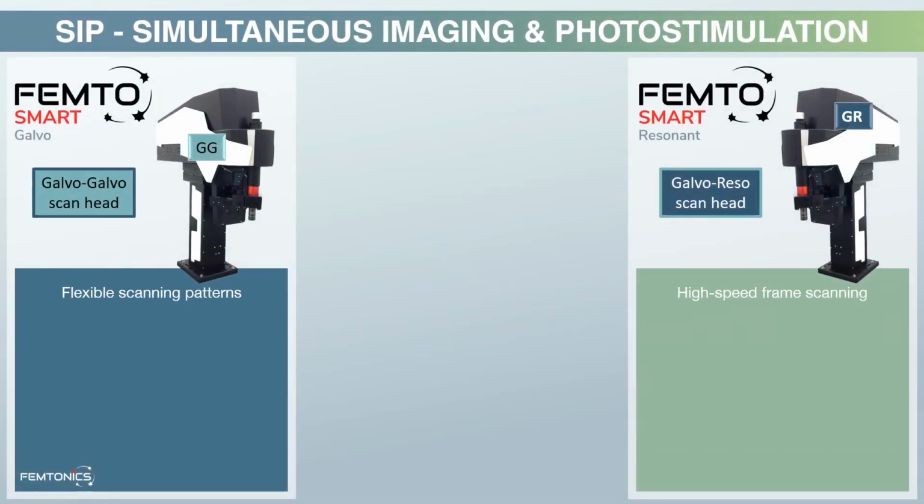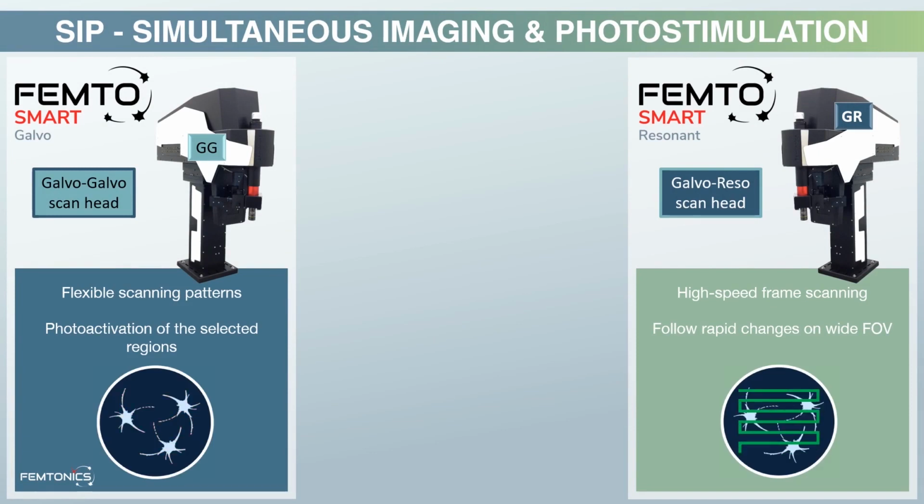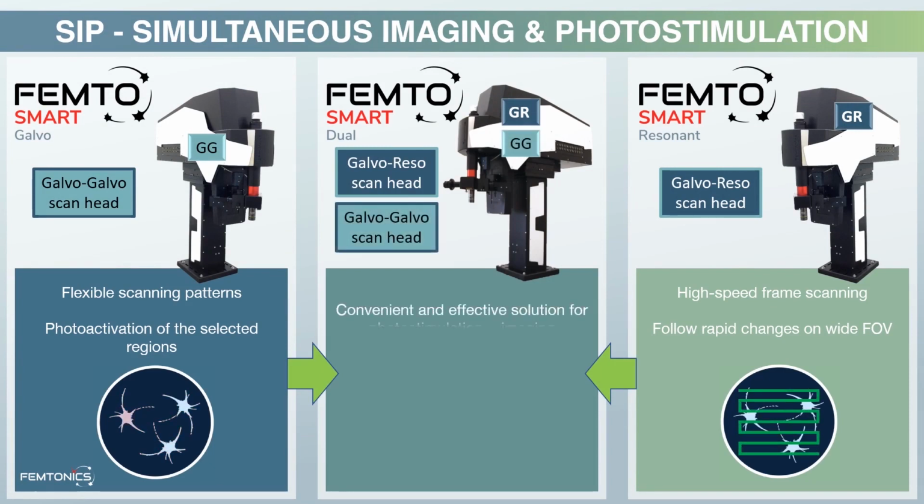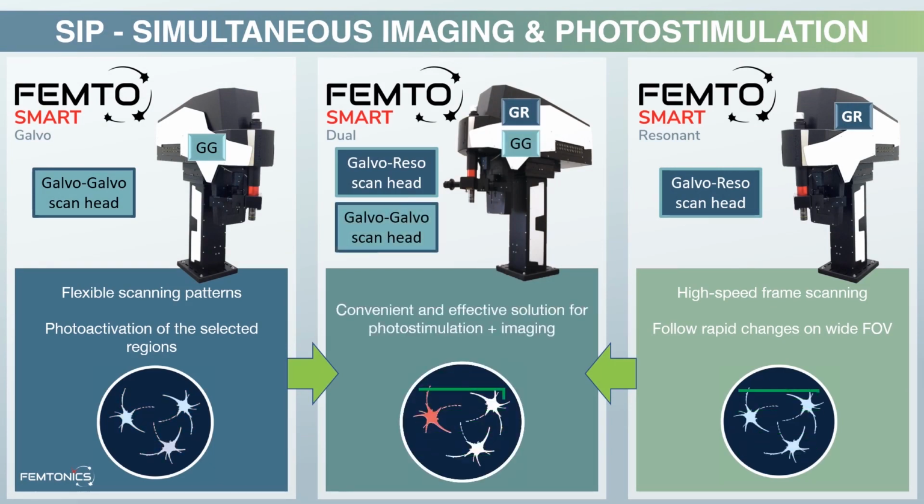So far, we have discussed the benefits and applications of Galvo and resonance scanning when used individually. In a dual system, the Galvo and resonance scanning modes are combined, and you can switch between the two from experiment to experiment. Moreover, if you have two laser outputs and the two light paths have been combined with a dichroic mirror, you are able to perform simultaneous imaging and photostimulation. As mentioned, you can select different stimulation patterns by the Galvo scanner, and on a different imaging wavelength using the resonant light path, you can read out the direct and indirect effects of photoactivation.